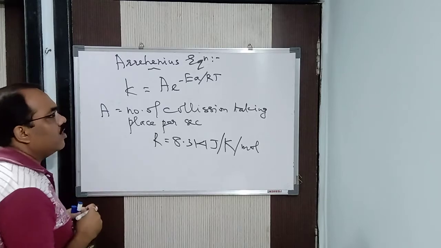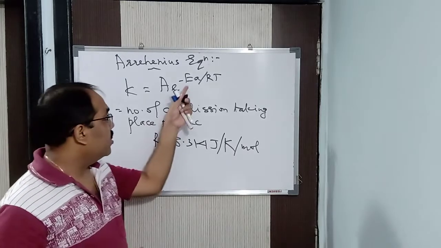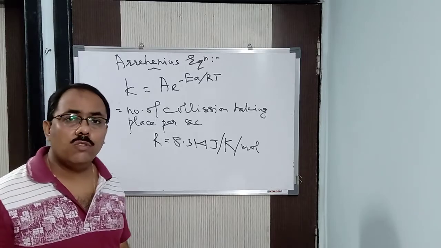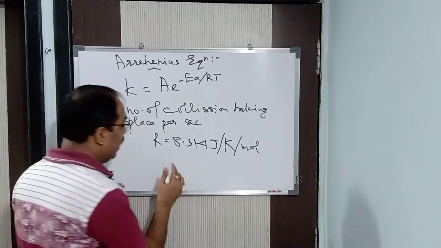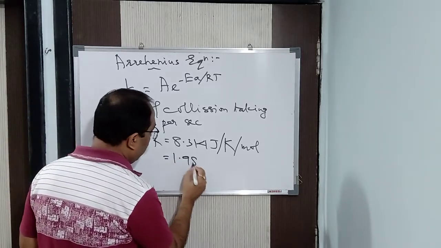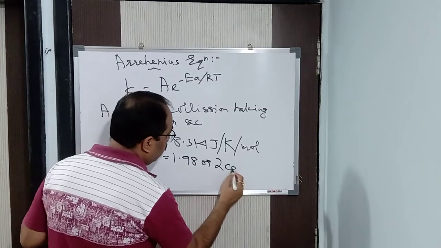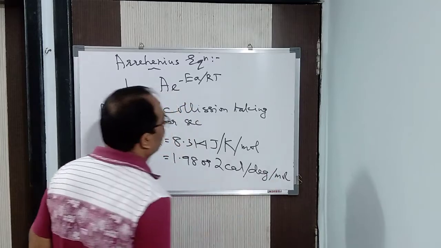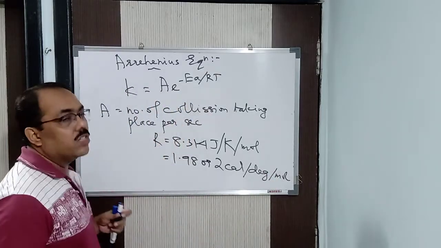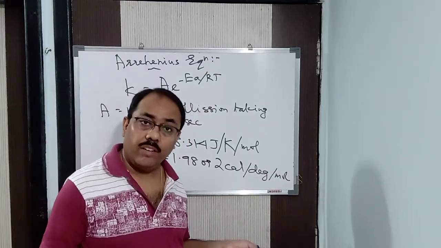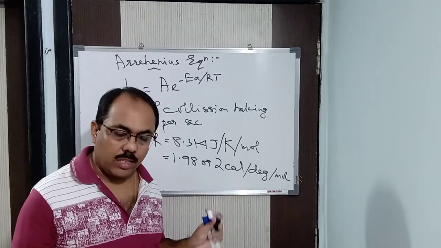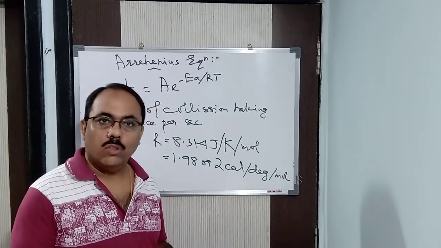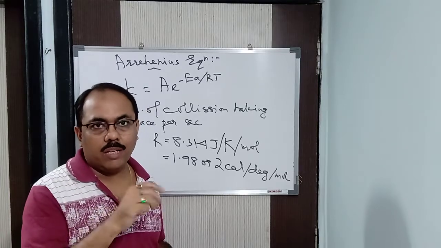Basically, we will be using the SI unit here only, because activation energy will be in joules. Or at the most, if it is given in calories, it will be 1.98 or 2 calories per degree per mole. Clear? And T is the temperature. Got it? It should be in Kelvin, mind it, not in degree centigrade. If it is given in degree centigrade, you need to convert it into Kelvin. You know how to do it: you add 273.